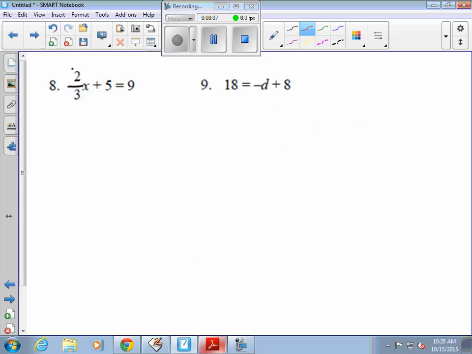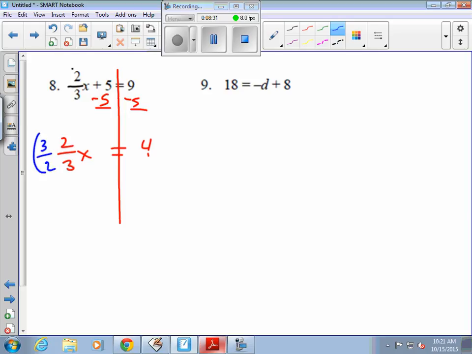Number 8 says 2/3 x plus 5 equals 9. Again, undo plus 5 by subtracting it. If you subtract the left, subtract the right, you have 2/3 x is equal to 9 minus 5 is 4. This says 2/3 times x. Typically, you would undo times something by dividing. But remember, dividing by a fraction like 2/3 is the same thing as multiplying by its reciprocal, 3 over 2.